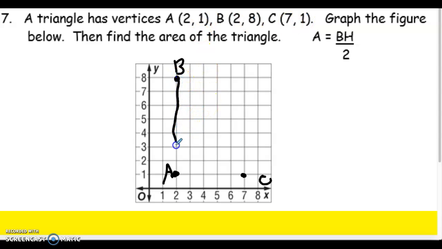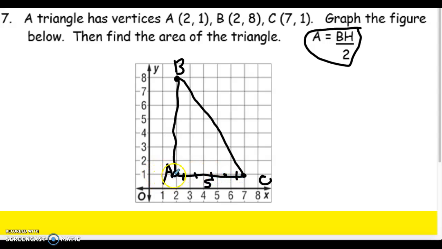Okay, so I'm going to connect this as best I can to make a triangle. And then I'm going to use this formula to find the area. So I need to figure out what the base is. So the base goes from 2 to 7. So 7 minus 2 is 5 units. And again, if you count, this is 1, 2, 3, 4, 5 units. The height goes from 1 on the y-axis to 8. So 8 minus 1 is 7. And if you wanted to count it with marks, you can. 1, 2, 3, 4, 5, 6, 7.